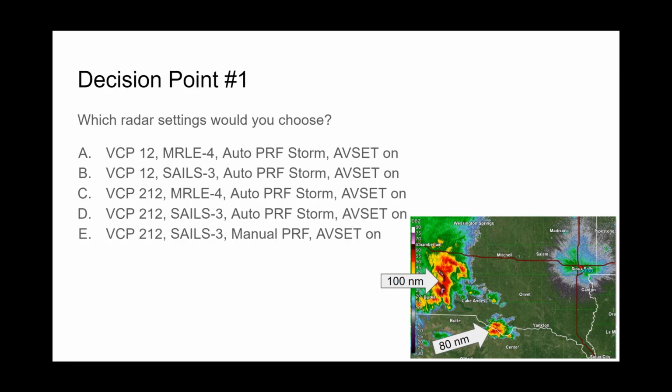But then we've got this little storm down here on the Nebraska border, and we have to think, if you're using MRLE 4, you're getting half-degree slices every 3 to 3.5 minutes, as well as 0.9 and 1.3. There's a chance that if you really are worried about tornado potential in that storm, you might want to go with more of a SAILS approach to it.